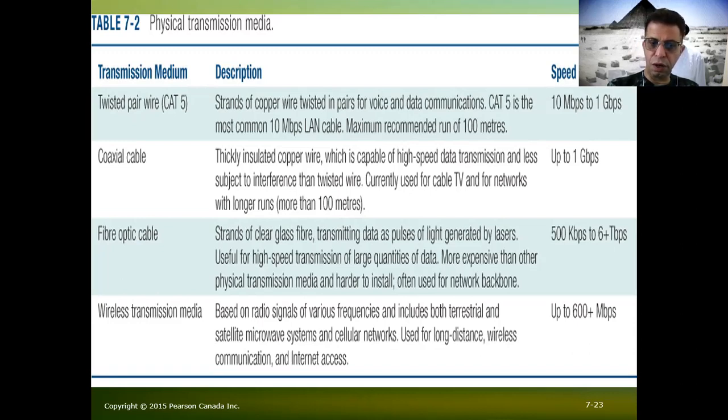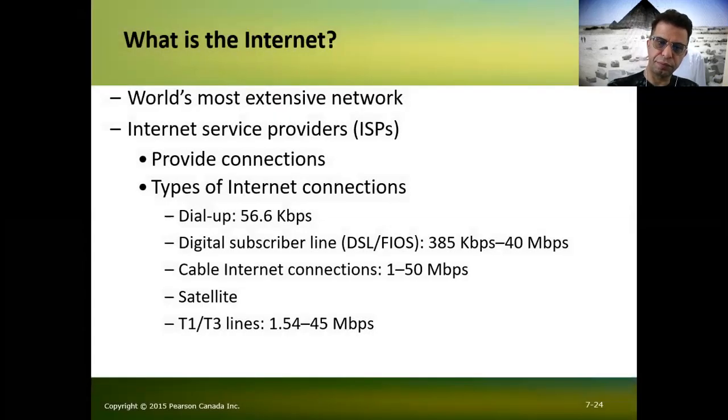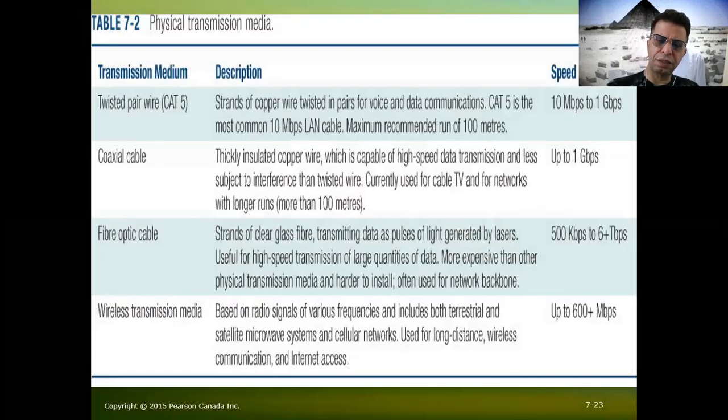And then we have wireless transmission, based on radio signals of various frequencies, and it includes both terrestrial and satellite microwave systems to cellular networks. It's used for long-distance wireless communication and internet access. We'll talk about this last technology at the end of the class if we have time.